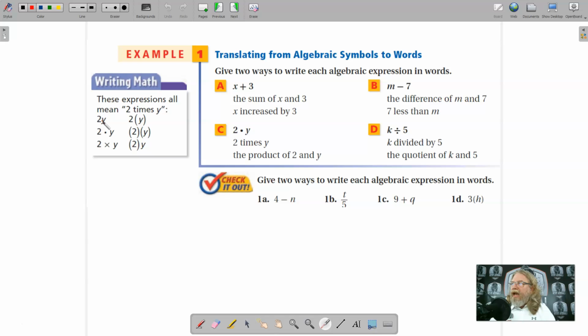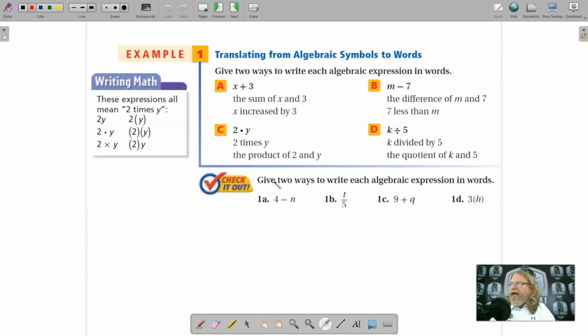Notice that there's the absence of an operation sign. There's no plus, minus, divide, no multiplication sign. If there is no operation symbol there, then we recognize that as multiplication. Another way to do that would be put 2 here and y in parentheses, or we could put both the 2 and the y in parentheses, or we could put the 2 in parentheses and leave the y without parentheses. Any of the 6 forms that you see here represent the operation of multiplication.